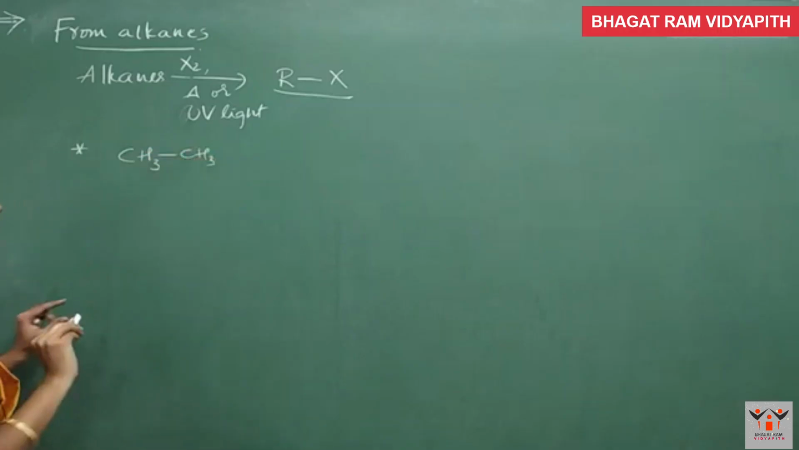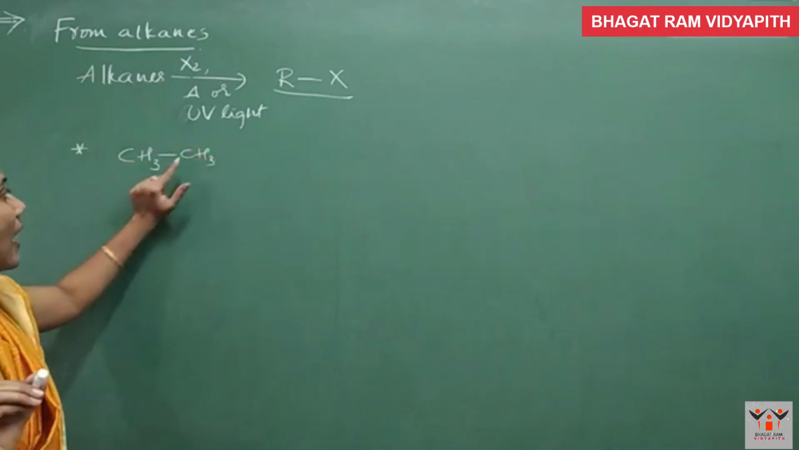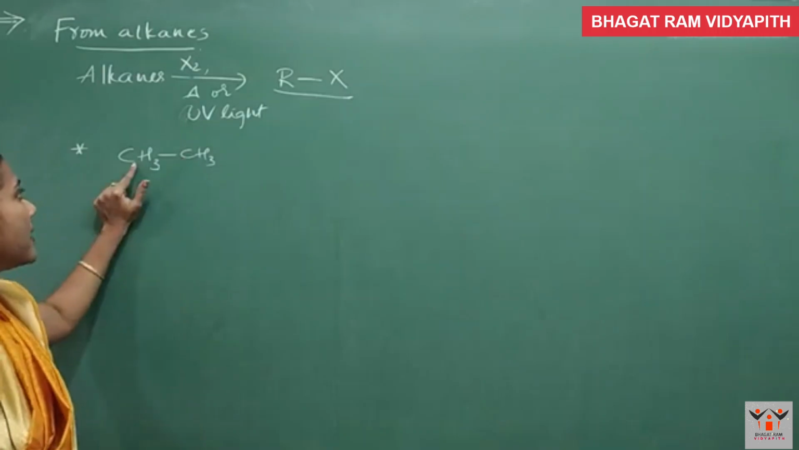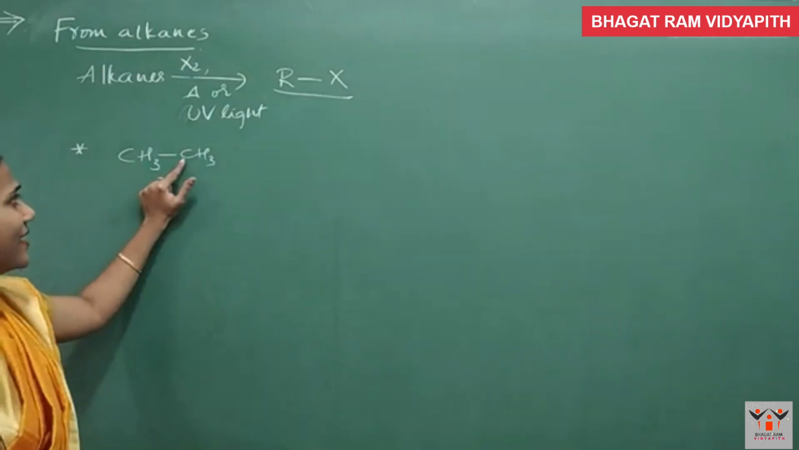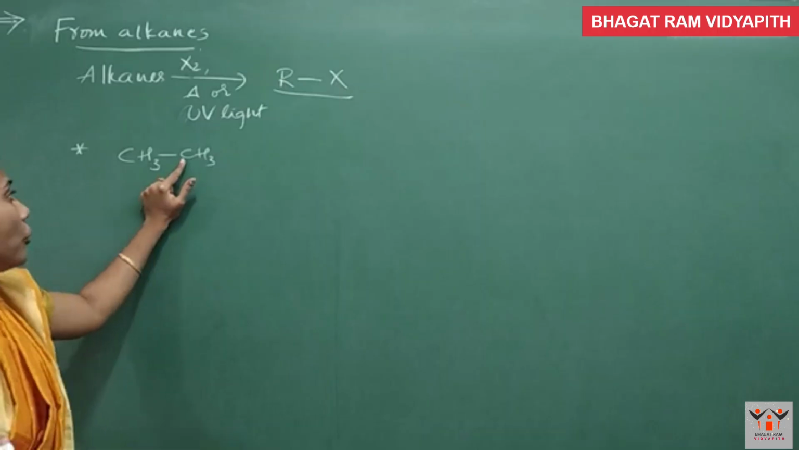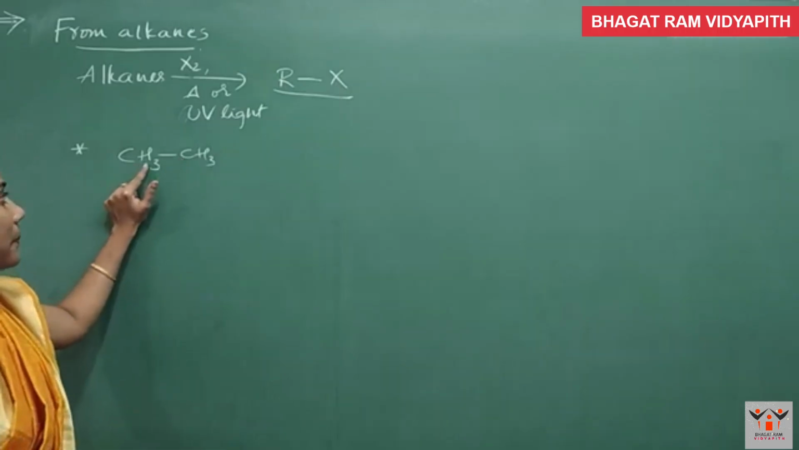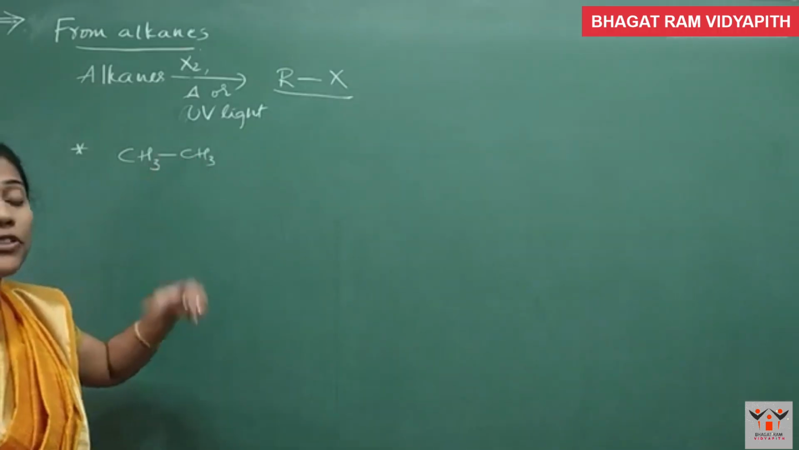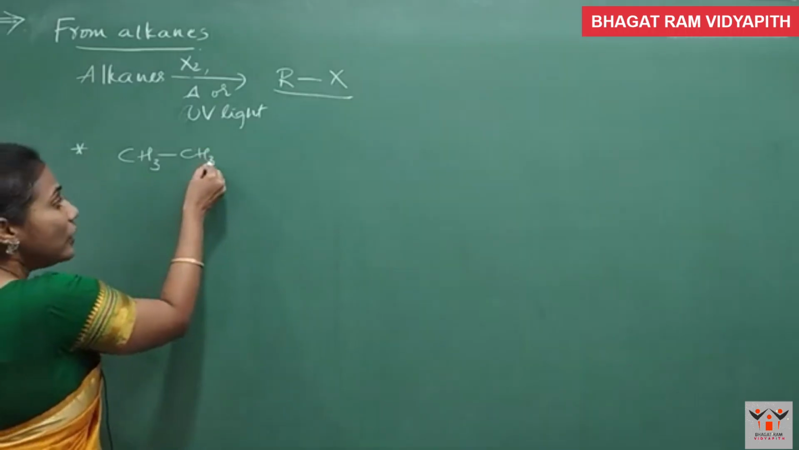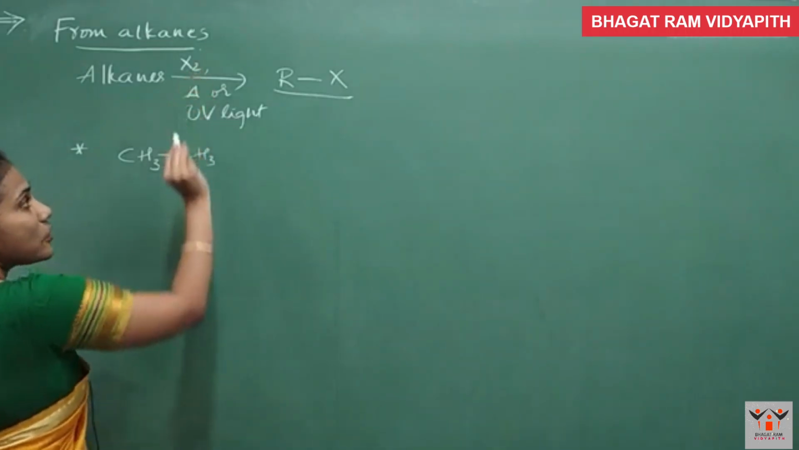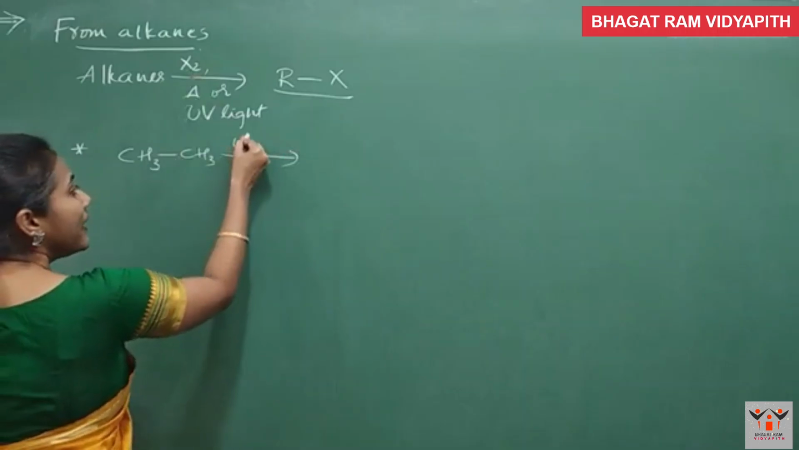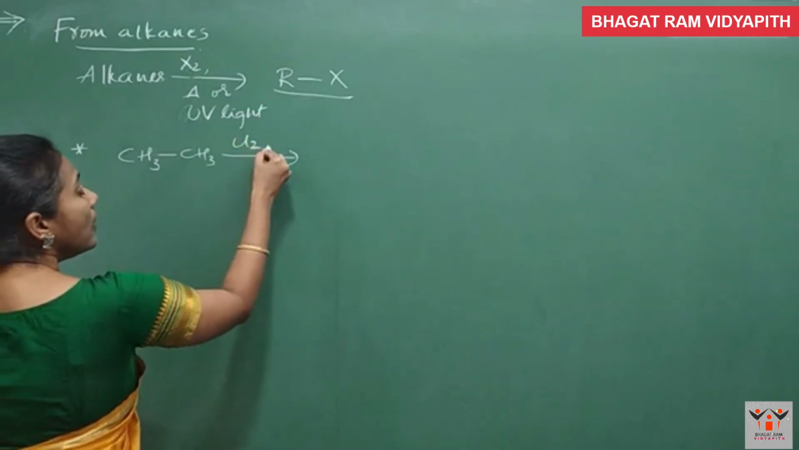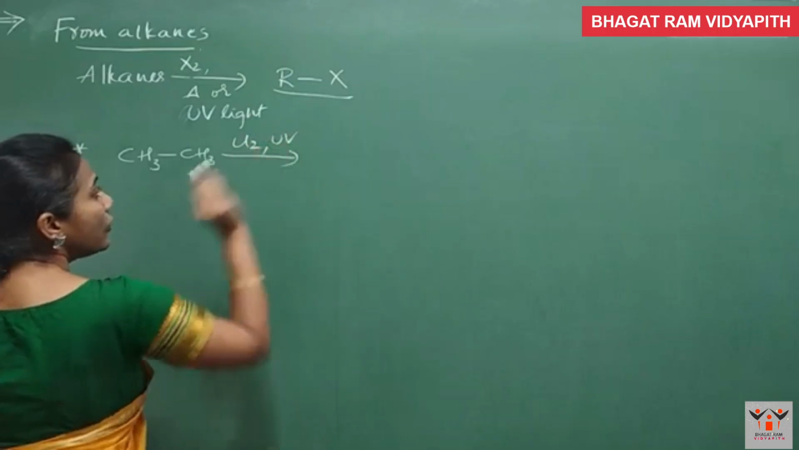CH3, so here if you look at the carbons, both are similar. This is a primary carbon, I can say, and this is also a primary carbon, right? So these hydrogens are primary and these hydrogens are also primary. So you have the same type of hydrogen. In this case, any one of the hydrogen atoms gets replaced by halogen. So now I am heating this with Cl2 in presence of sunlight or UV radiation.